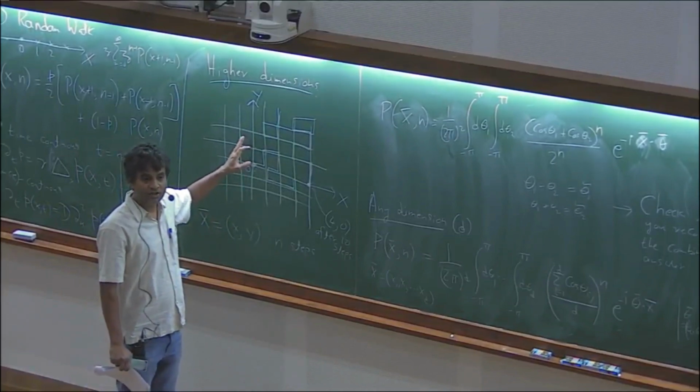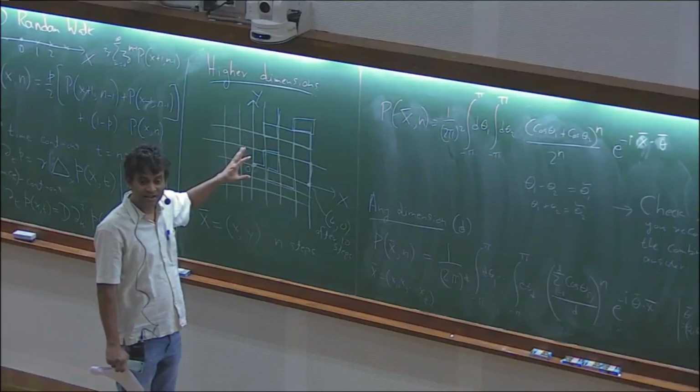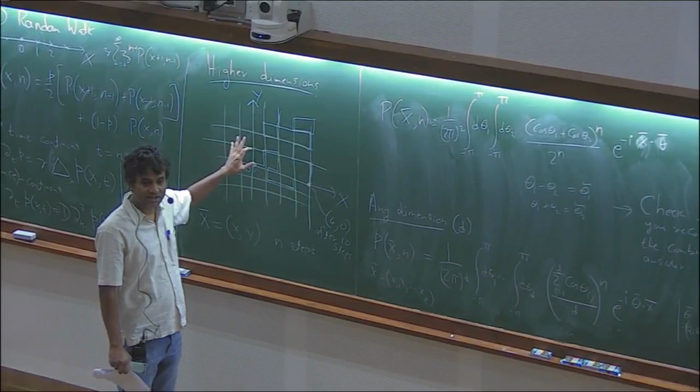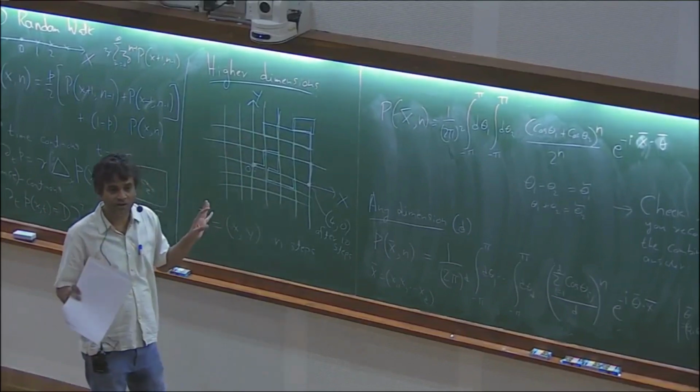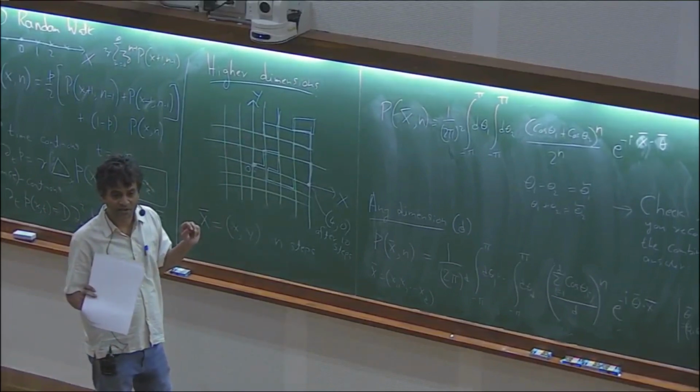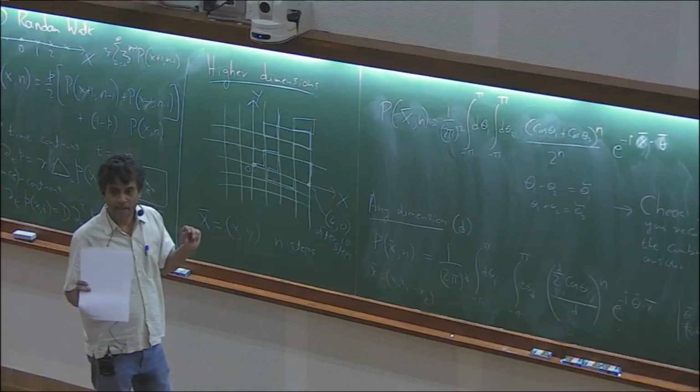So what do you think is the answer? The average number of visits to each site. So the walker keeps on walking forever, infinite time.